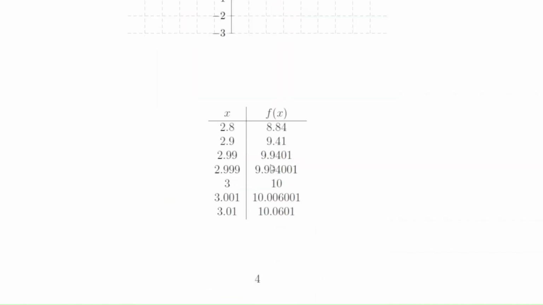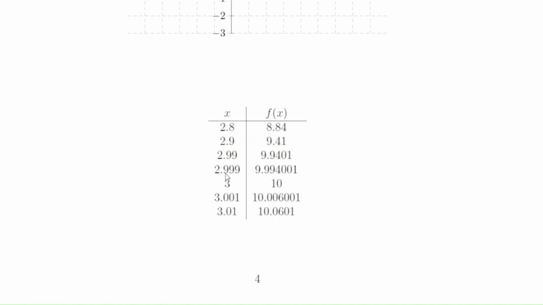Well, I made a little table of values here, and we plug in values that are close to 3, like 3.001. It turns out we get 10.006001. Or if we plug in 2.999, we get 9.994001. So notice that when we plug in values that are close to 3 but not equal to 3, we get values of f of x that are close to 10.